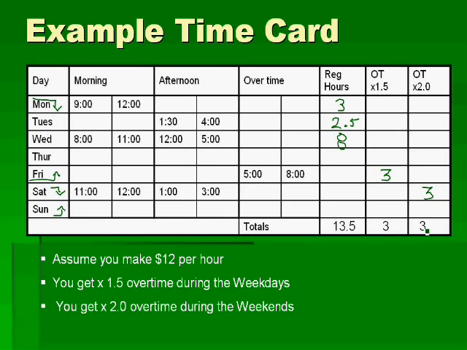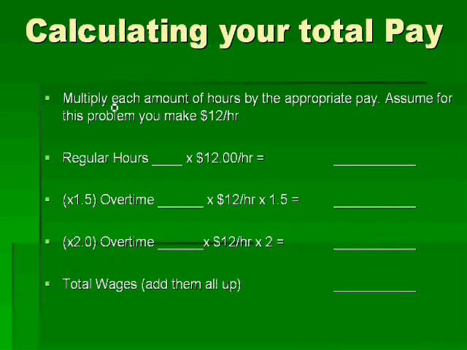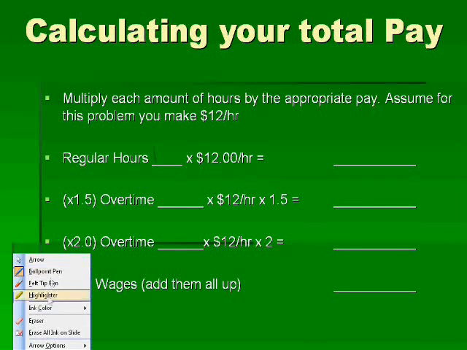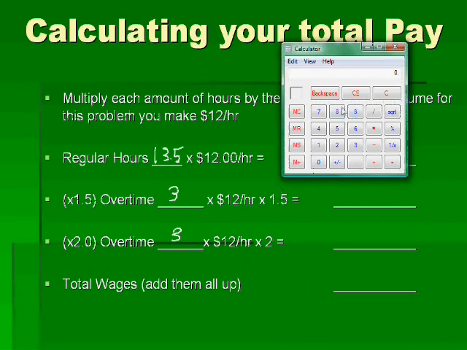So multiply each amount by the hours of appropriate pay. Assume for this problem you make $12 an hour. That's what we said before. So we are making 13.5 regular hours. Then we have 3 hours and 3 hours. So now we're going to use our calculator. So we got 13.5 times 12 equals $162 would be my regular hours pay.